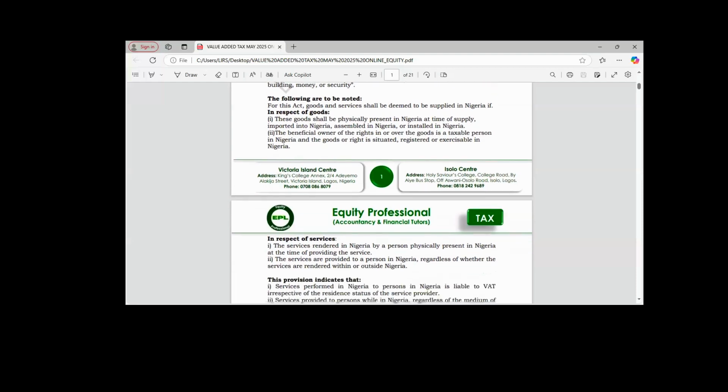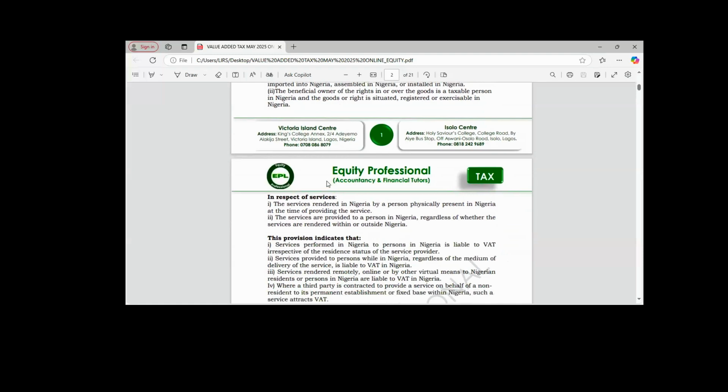Then a service will be liable to tax in Nigeria where that service is rendered in Nigeria by a person physically present in Nigeria at the time of providing the service. Then where somebody is providing a service to you from outside Nigeria, but you are present in Nigeria, that service will be liable to value added tax once you are present in Nigeria.